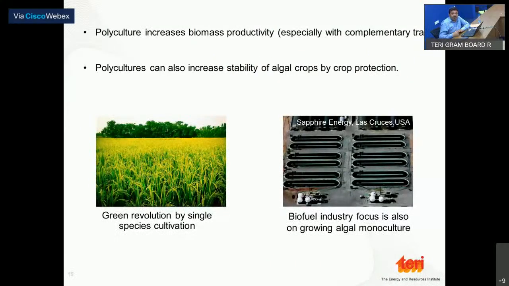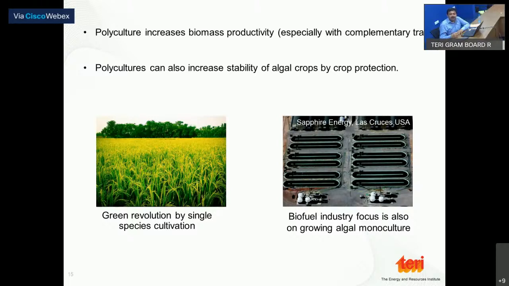So from these polyculture experiments, I would conclude that, yes, of course they can increase productivity, but think about, as I am telling you again, what their complementary traits are, like what they like, the light, the temperature, the differences in that. So you have to think about it. And polyculture can also give you crop protection and biofuel stability.